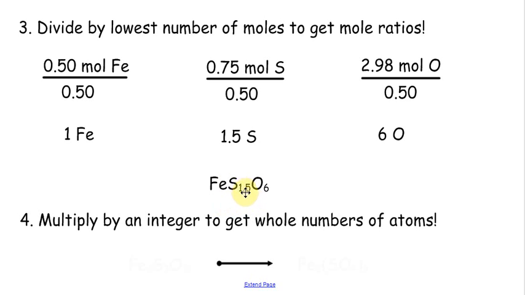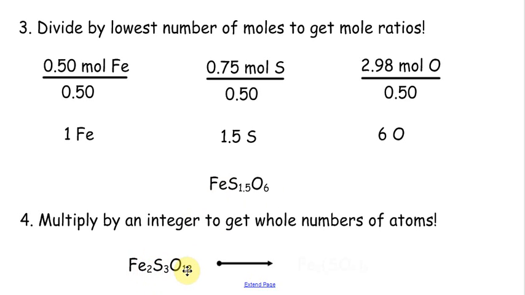If I multiply everything by 2, the 1.5 becomes 3. So I double the entire compound. I now have Fe. There's now 2 of them because I doubled it. Remember, the invisible 1. 1 times 2 is 2. 1.5 times 2 is 3. And I double my oxygen, and I get 12. So my empirical formula, in its correct form, is Fe2S3O12.